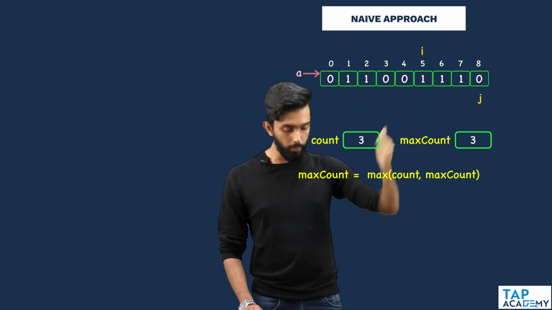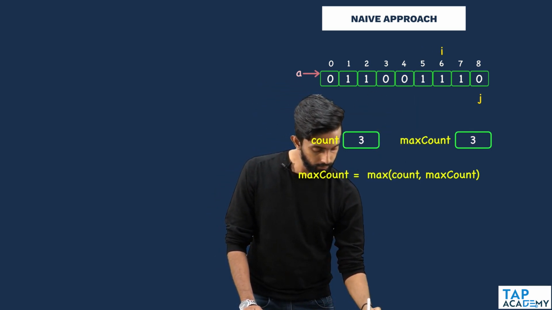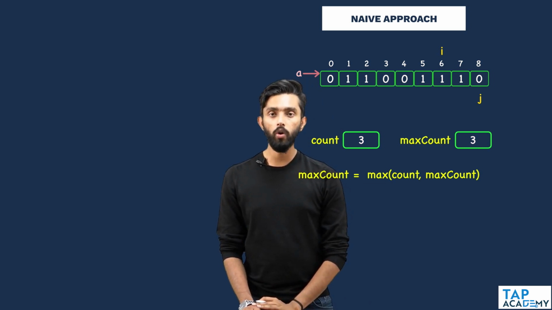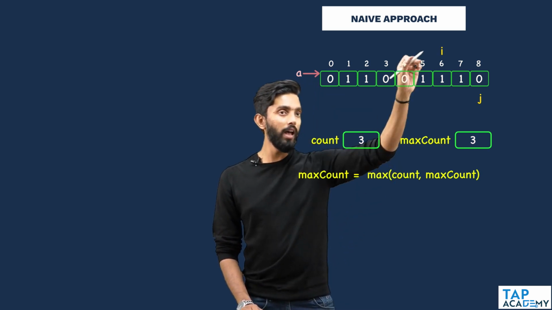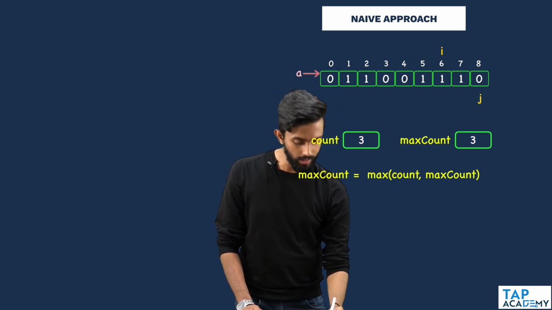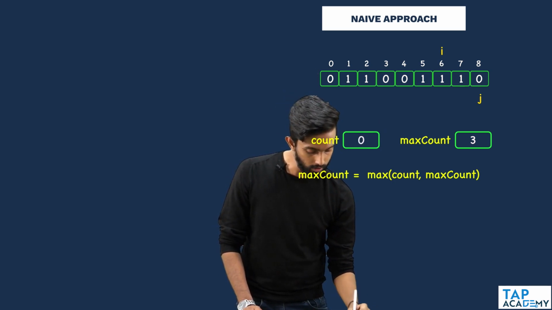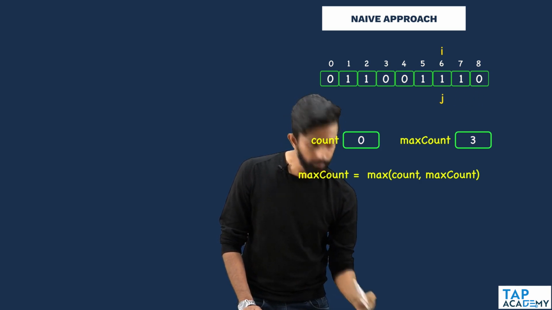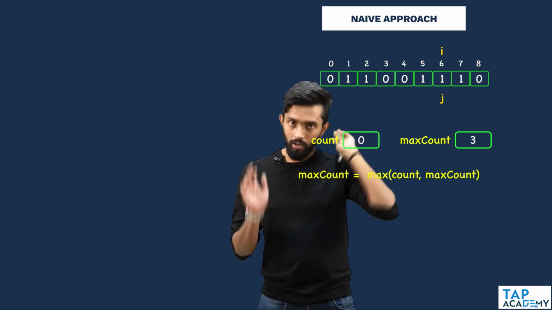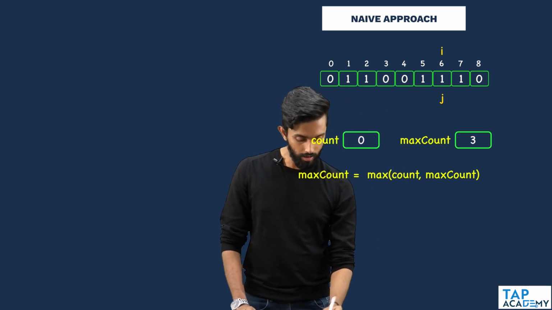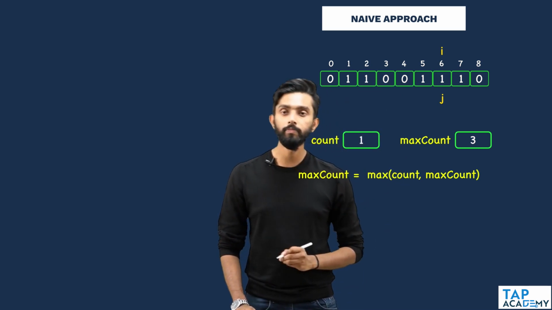Now you are within a loop. I moves forward. I hope you are able to understand. The moment I moves forward, count will reset itself to 0. Again, j will start from wherever I is starting. Is j equal to 1? Yes. Yes means increment the value of count.